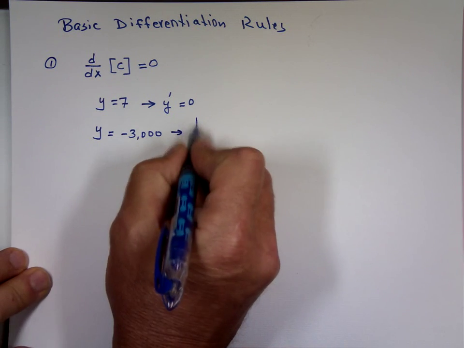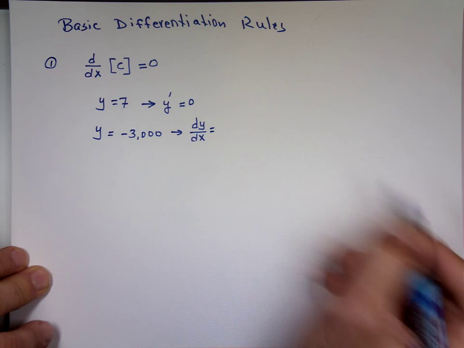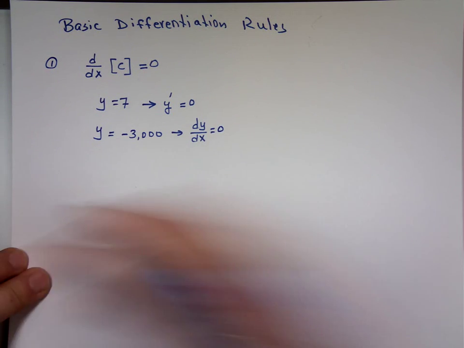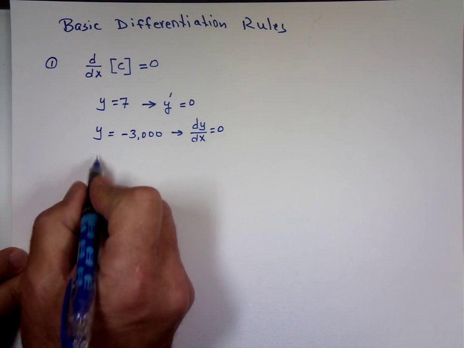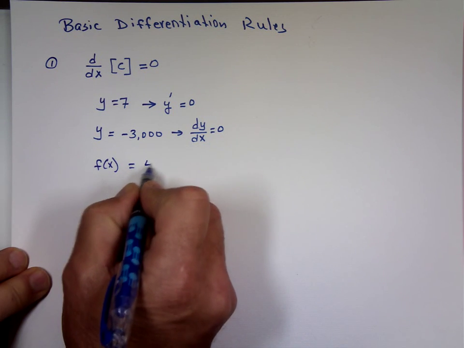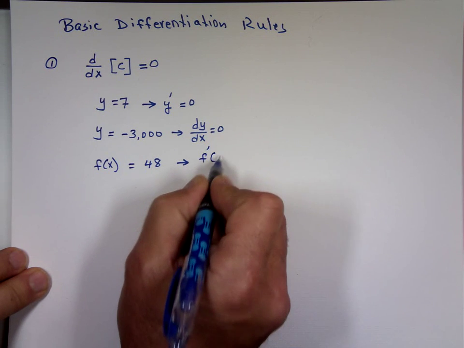If you get y equals negative 3,000, what is the derivative of that? dy dx? 0. I'm trying to use a different notation of derivative. If we said f of x equals 48, what is the derivative of that?